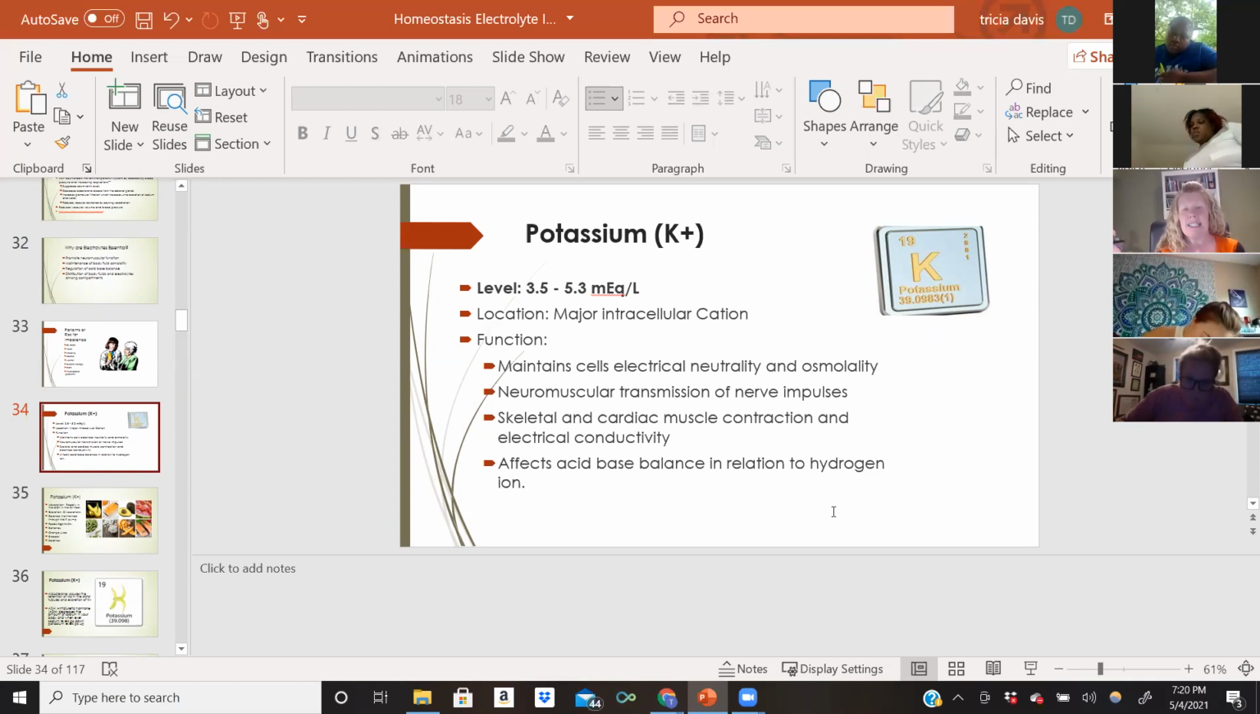So potassium is a major intracellular cation. So it's going to be inside our cells.